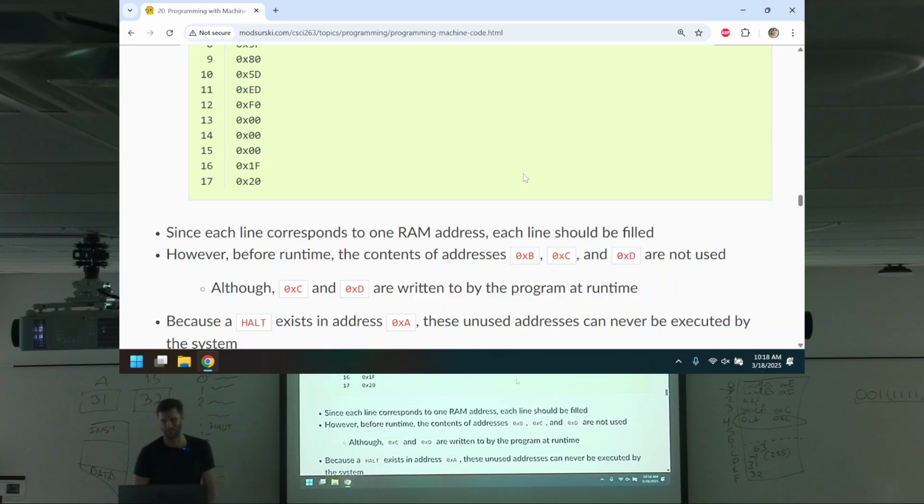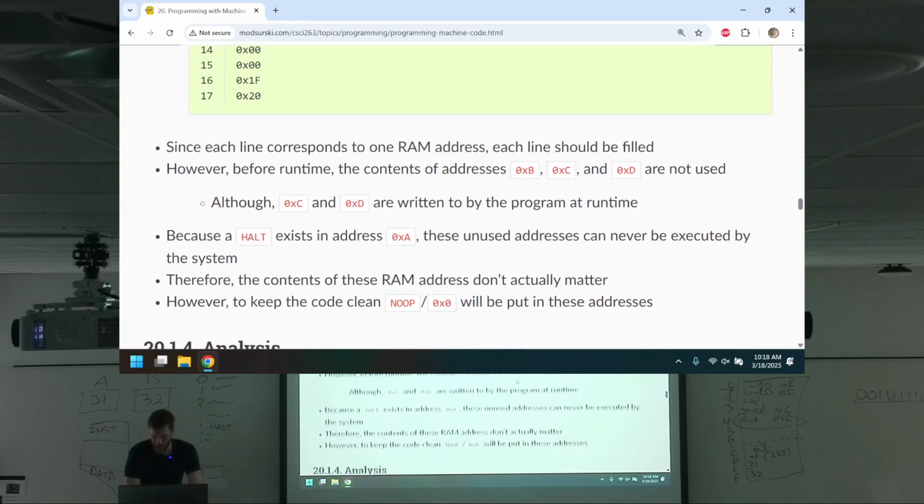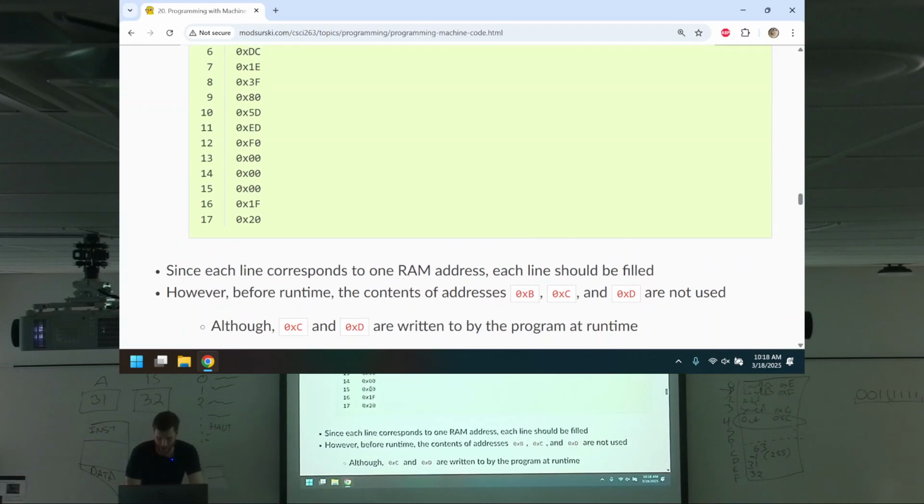It just kind of makes sense, right? Just leave it alone. Now, you might be like, well, who really cares? We have a halt. These lines can never get hit. Yeah, you're right, but it's 0, no-op. It's nothing there. Therefore, the contents of these RAM addresses don't really matter. Point being, I could make these whatever I want. It doesn't matter, though, because halt gets hit, the program stops, these will never get touched.